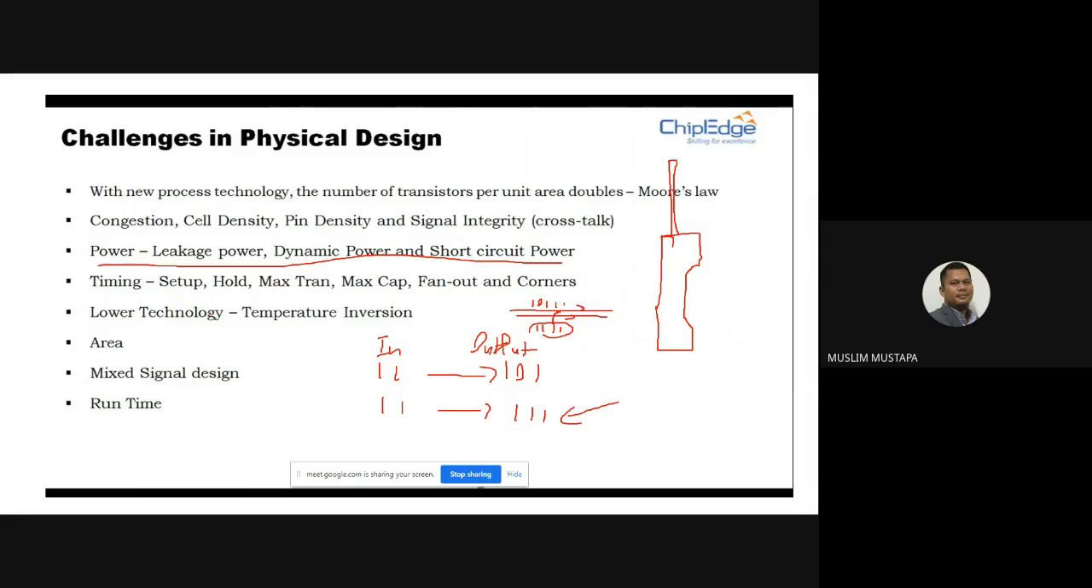Then there's lower technology, temperature inversion, how you control the temperature, and the area. These are some of the main things that companies are looking into.